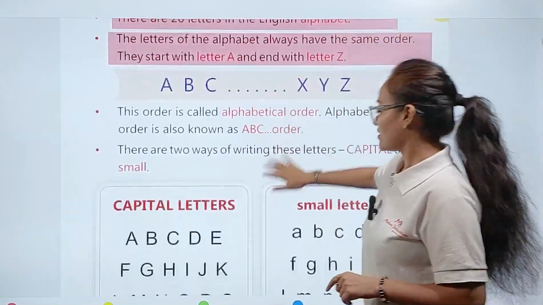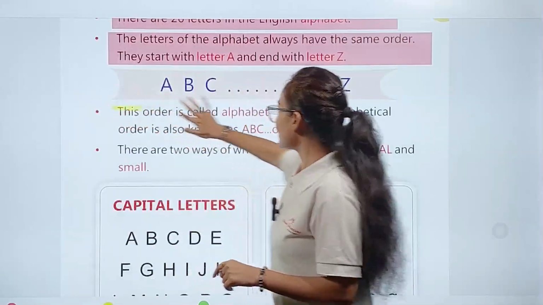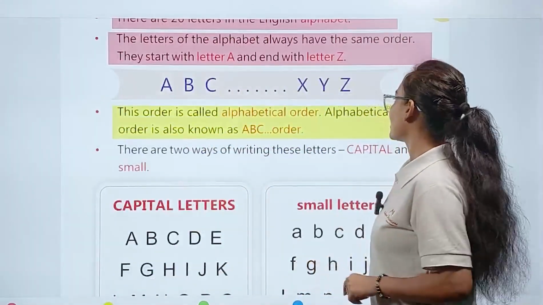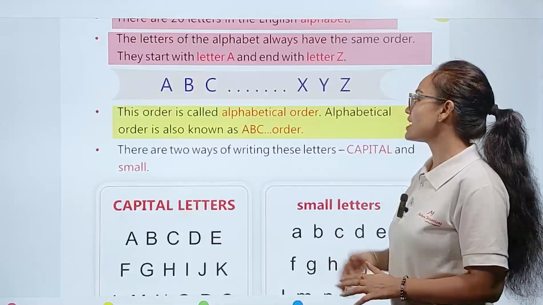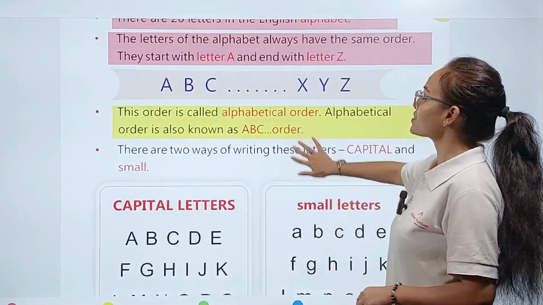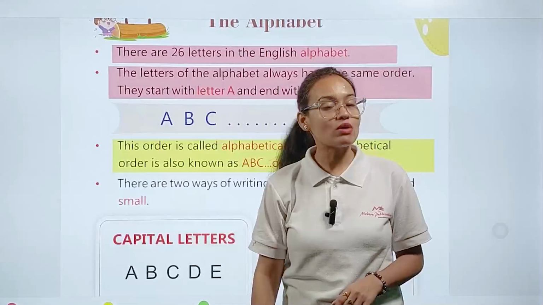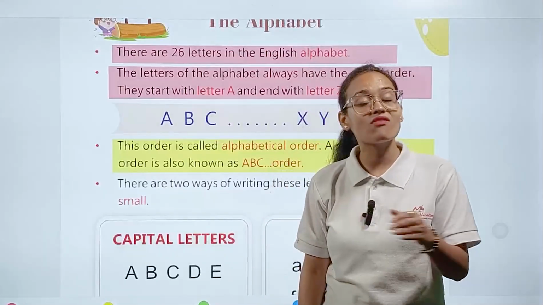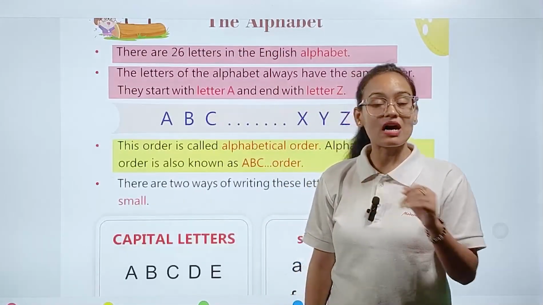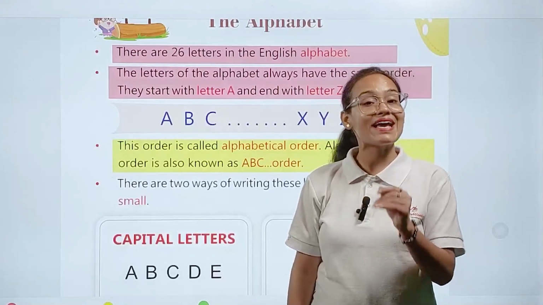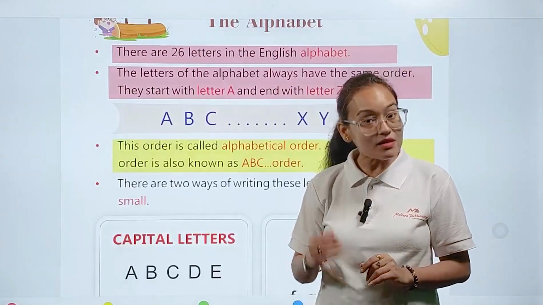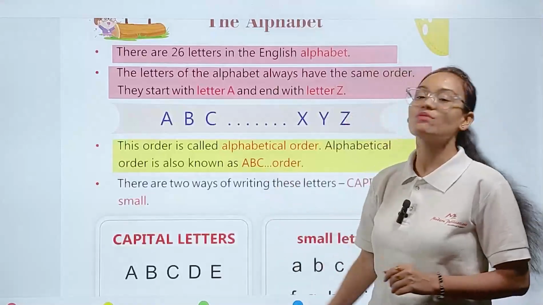Now, this order is called alphabetical order. Alphabetical order is also known as ABC order. Okay, now my dear student, what is the name of the sequence in which our alphabet is followed? They are called alphabetical order. And another name of alphabetical order is ABC order.